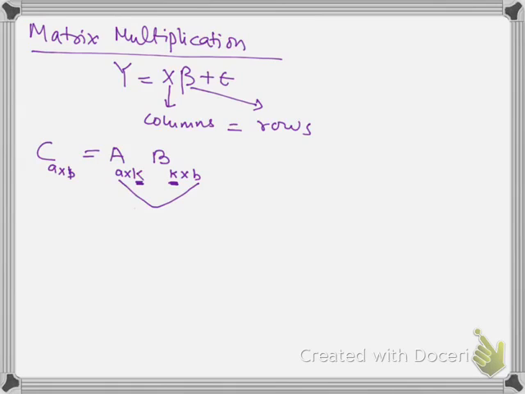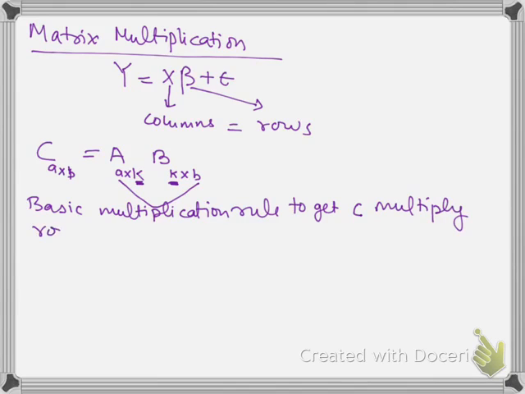How do we do it? The basic rule is a row-to-column multiplication: A by B to get C. The basic multiplication rule is, to get C, multiply rows of A by columns of B. The ith row and jth column entry of C is an inner product. So we use the inner product.